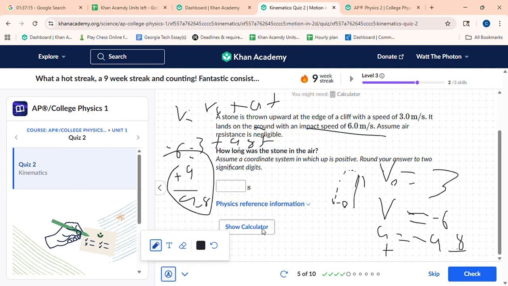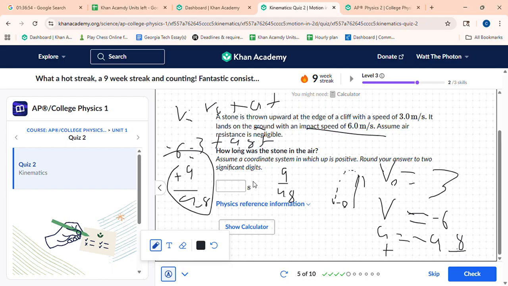Which way is up? Yeah, so up is positive, so that has to be negative. -9 divided by 9. Yeah, so we get 9 over 9.8. Does that make sense? 0.9, around 1 second. That seems a little too fast.